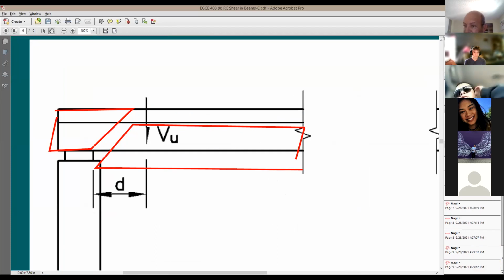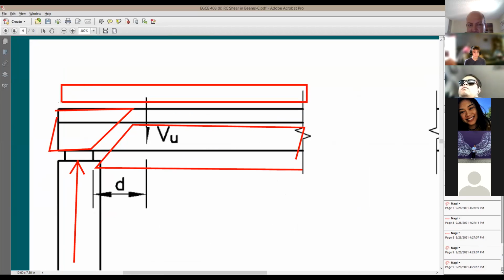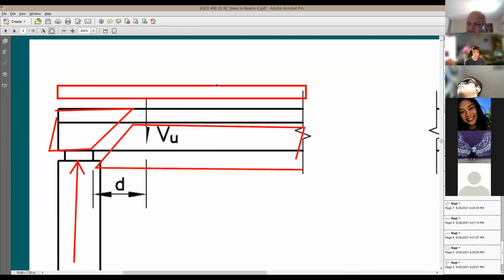So when you do the analysis of this beam, you're going to say, here's the reaction. It's going to be right in the middle of the column. And then you're going to have some loading coming from the top. This load is going to be coming downwards, like some uniform load like this. Now I'm trying to figure out what is that force causing the shear, or where is this shear demand? How can I figure it out?